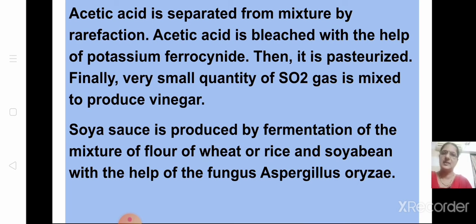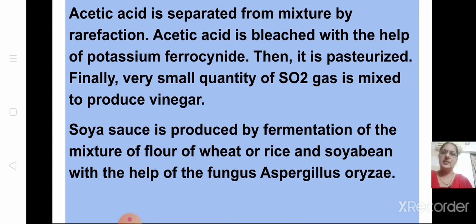It is a very big step. Six points are there. Okay. In the previous slide, we saw the three points. Then after that, acetic acid is separated from the mixture by the process called rarefaction. Then acetic acid is bleached with the help of potassium ferrocyanide. Then it is pasteurized. And finally, a very small amount of SO2 gas is mixed to produce vinegar. So this is vinegar production.